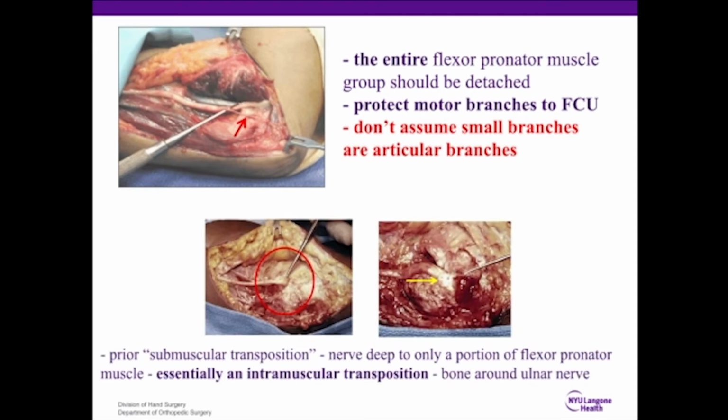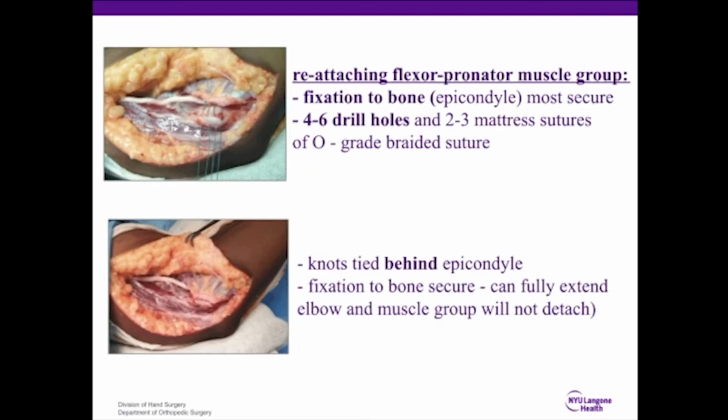He was someone who had a prior, what was referred to in the operative report as a submuscular transposition, and who had a lot of problems postoperatively. And obviously the nerve was put deep to only a portion of the flexor pronator muscle. So essentially this was an intramuscular transposition, which I said earlier should never be done. And the problem was this nerve was really irritated to the point that there was actually bone around the nerve.